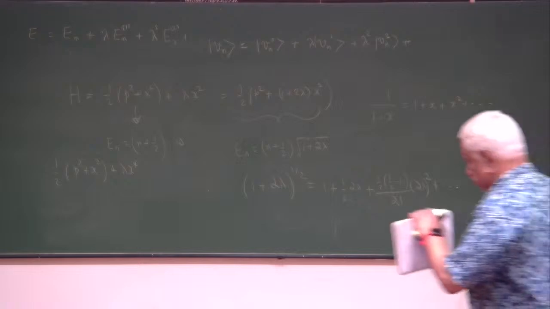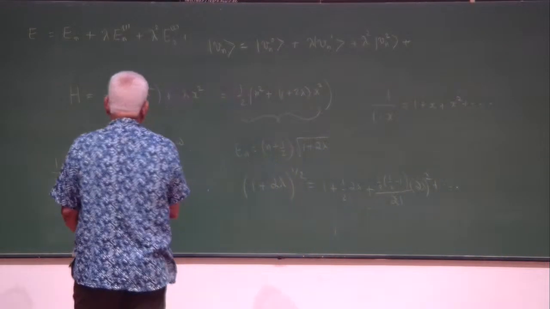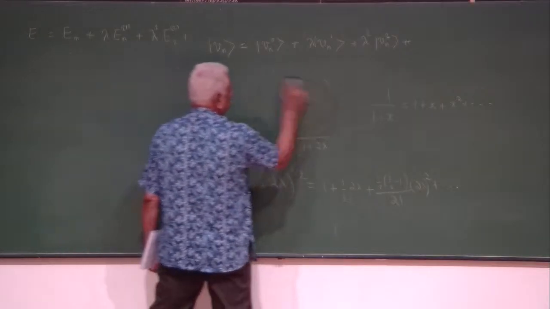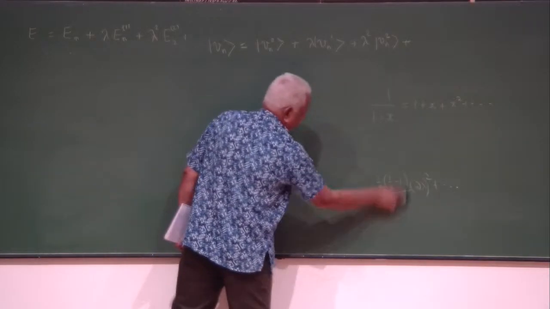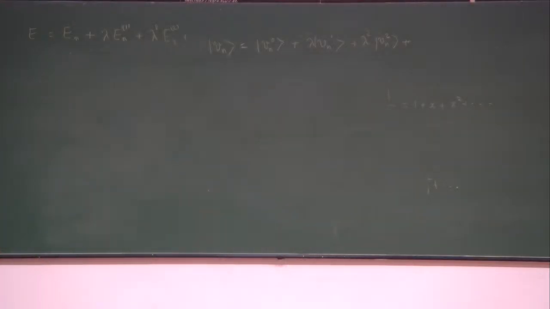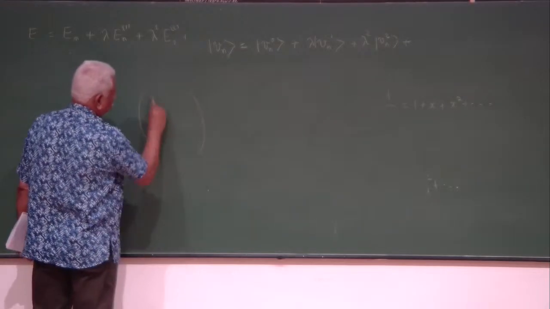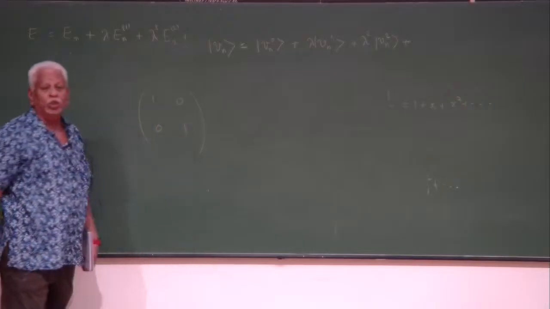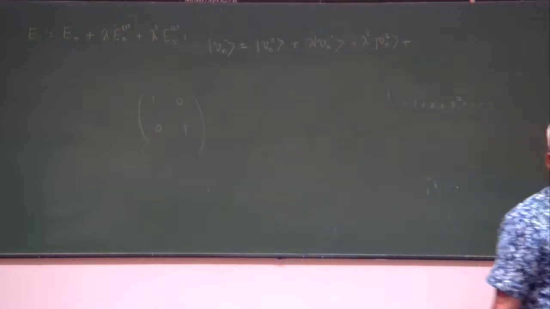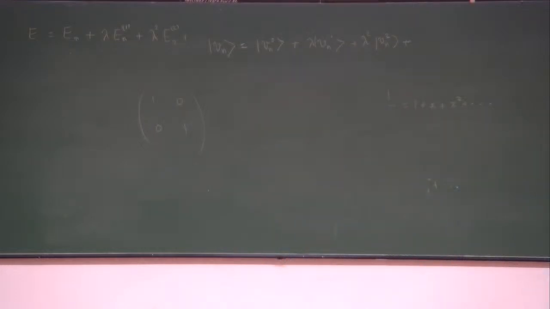And the last part, which I can take only 2 minutes because there is no time, is what happens when there is a degeneracy. I will give you a simple example. I have a matrix 1, 0, 0, 1. This is my H naught. I know the eigenvalues. What are the eigenvalues? Both are equal to 1. Degenerate. What are the eigenfunctions? 1, 0 and 0, 1.